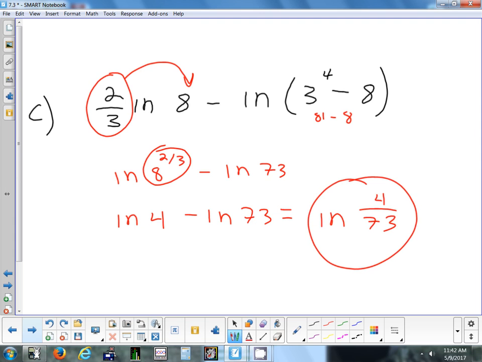So this one comes out to a number. You could type that in on your calculator and get the answer. Okay. For this one, I'm not going to. We just want to recombine it and stop there. So any questions on C?